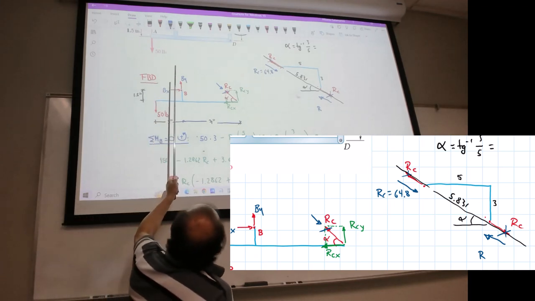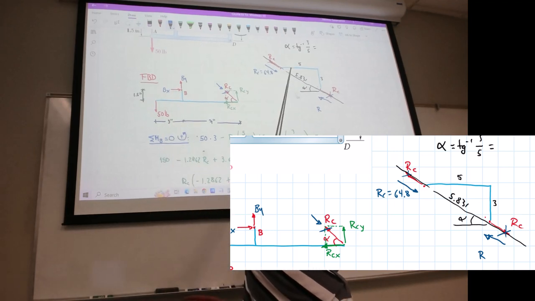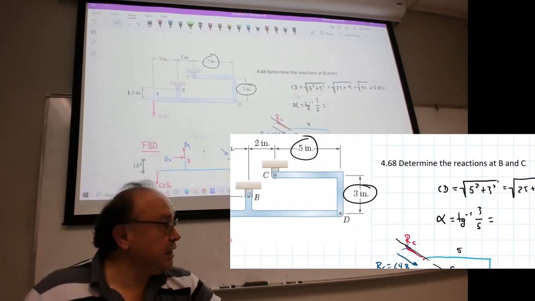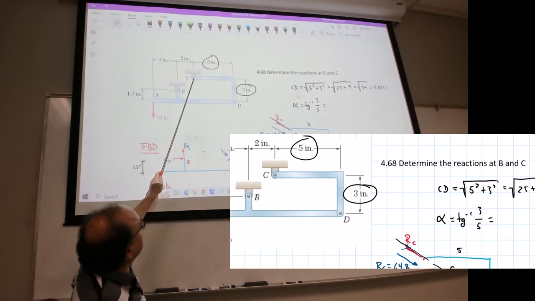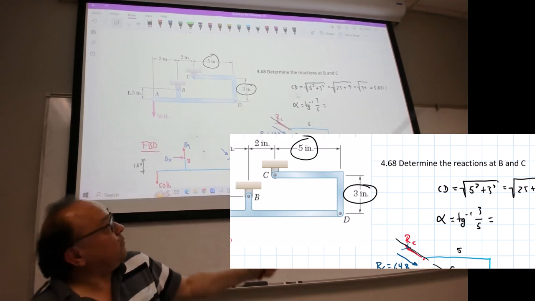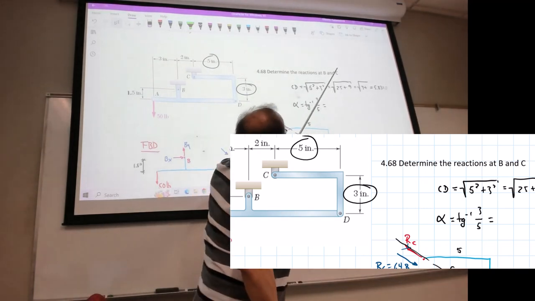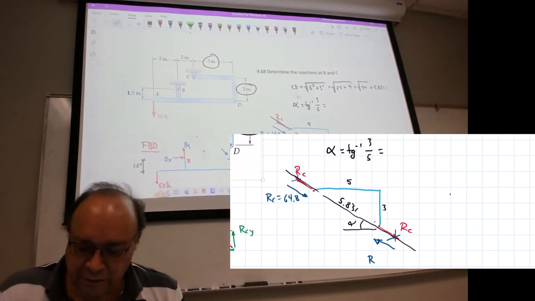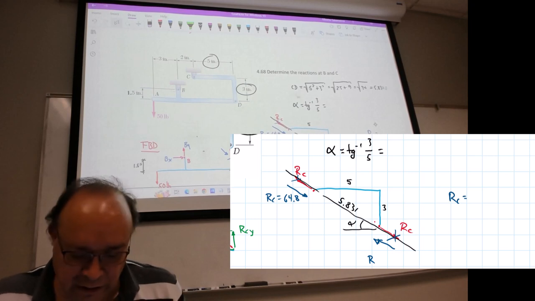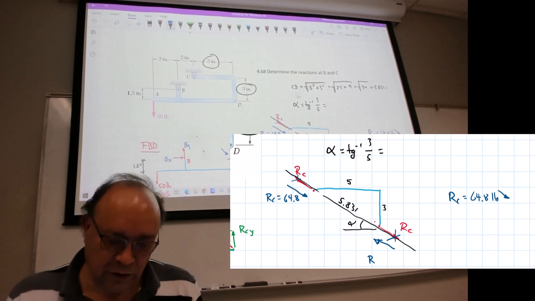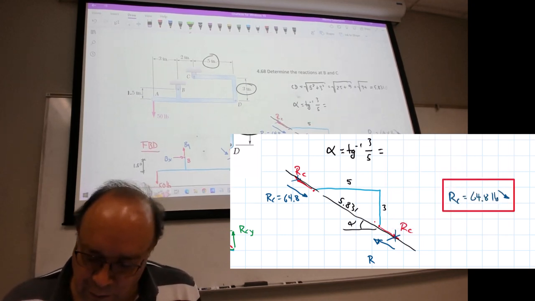That's the force that the support applies on this element here. Back to the original thing, that's the force that this support applies on the element here. Okay? So if they ask me, find the reaction at point C, the reaction at point C is this one right here. If I want to write the answer, I say RC equals 64.8 pounds going in this direction. That will be the result for just that force.